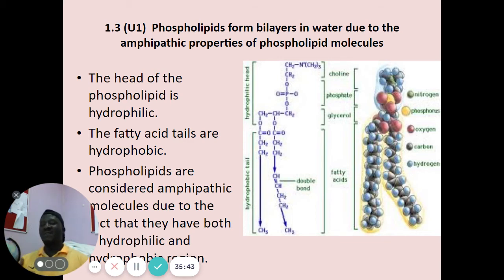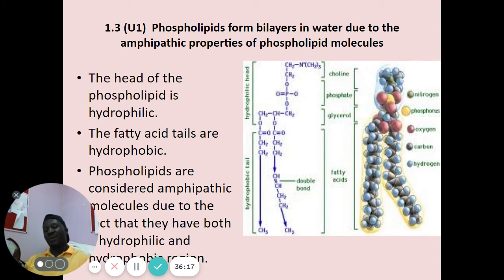Amphi from the word amphibian. Amphi, two properties. Amphibian, life in water and life on land. So amphipathic means it has both properties. It is both hydrophilic and hydrophobic. So it can ask you which of the following structures are referred to as amphipathic. That means it is the phospholipid layer.